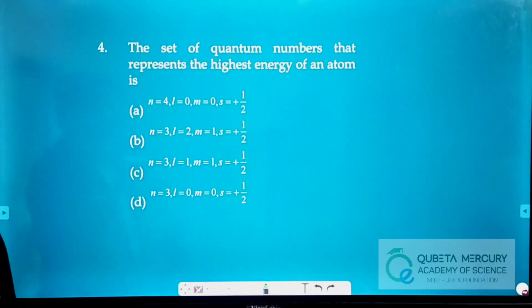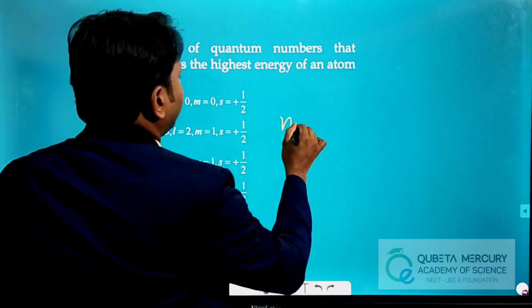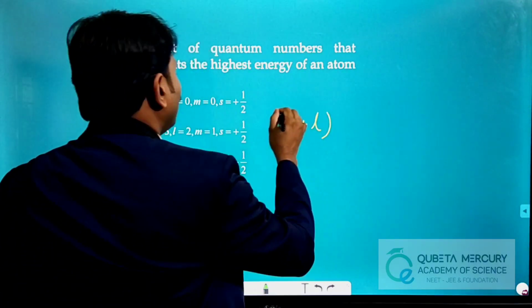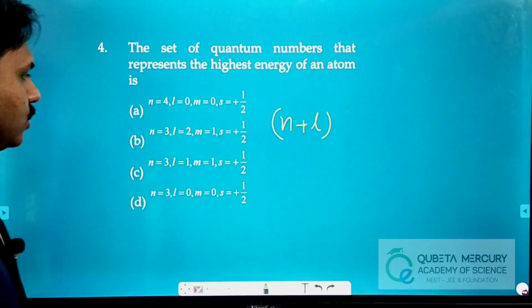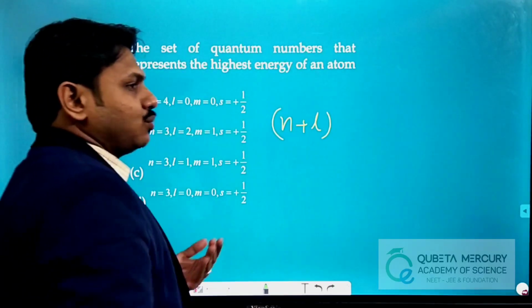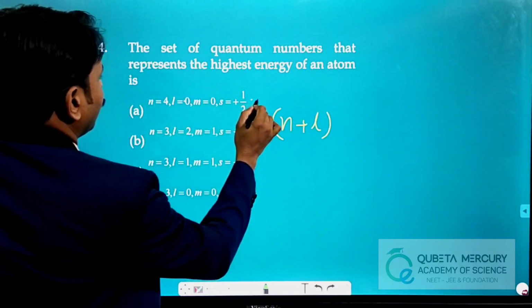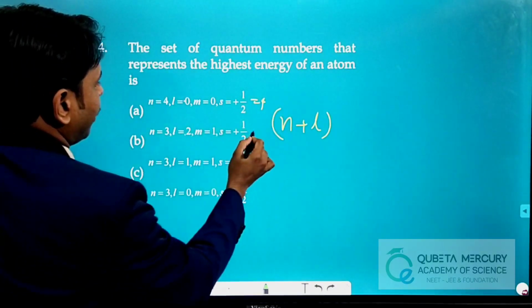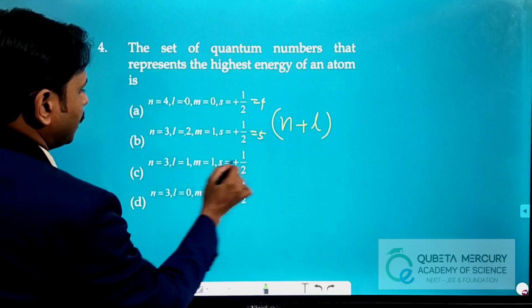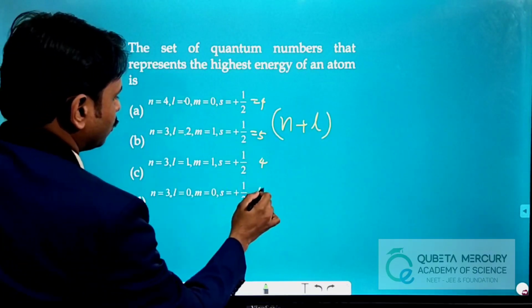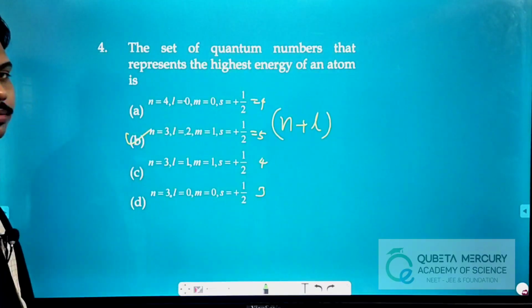Next question. The set of quantum numbers that represent the highest energy of an atom is. See, here first of all you want to see n plus l value. For finding out the highest energy value, you want to calculate n plus l value. The greater the n plus l value, greater will be the energy. In the first case, n plus l value is 4. Here n plus l value is 5. Here this is 3 plus 1, 4. 3 plus 0, 3. So among these, B is the right one.